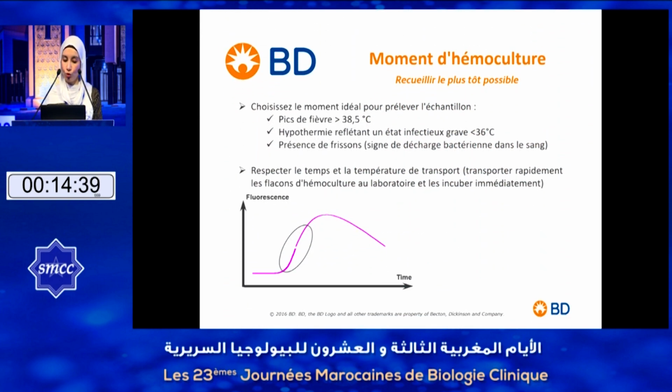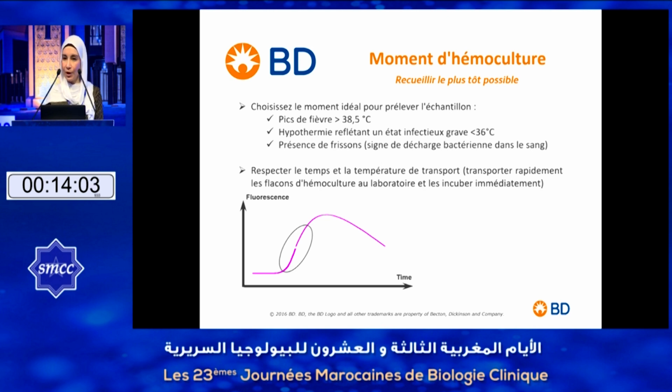Pour le moment d'hémoculture, on est obligé de prélever bien sûr au bon moment pour avoir un bon résultat. Comme vous savez tous, on a des critères bien précis pour faire le prélèvement. En général, quand on a un pic de température, une hypothermie ou parfois une présence de frissons, on peut faire un prélèvement d'un ensemble, donc flacon aérobie et anaérobie, dans la première heure. Une heure après, une deuxième série avec les deux autres flacons.